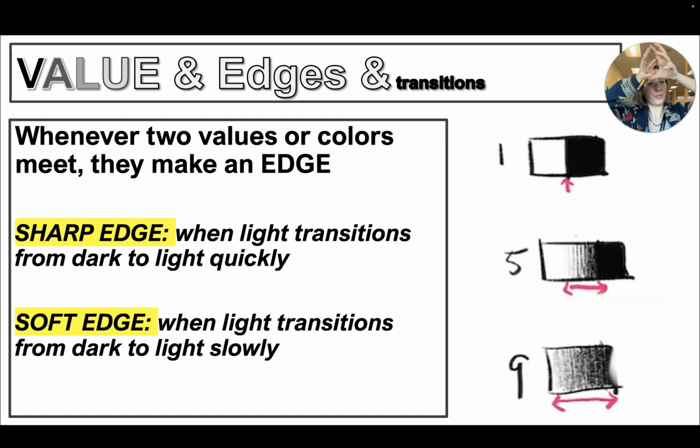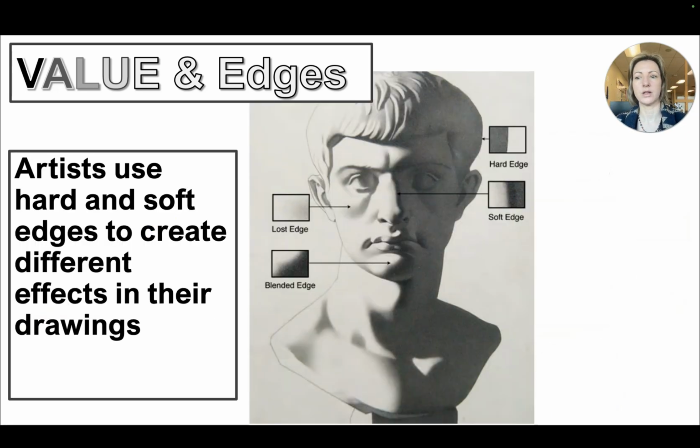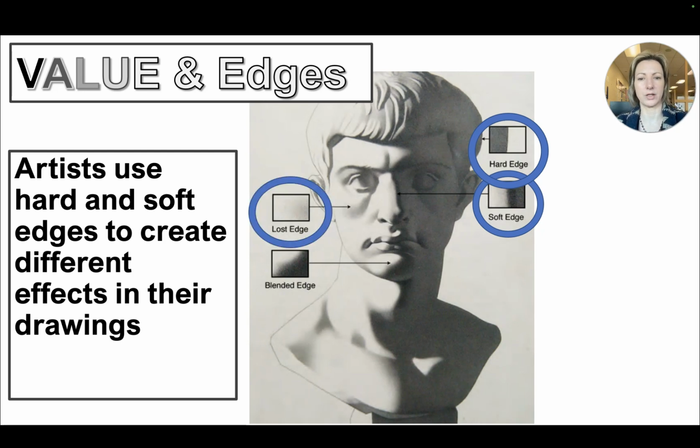And then number 9, it pulls it out even further. So then how smooth is that edge? Here's another example. Artists use hard and soft edges to create different effects in their drawings. Right there is a really definite hard edge, from the statue to the background. Right there is a softer edge on the nose. It's a little bit of a smaller transition, but it's still soft. It's not a hard edge. It's a softer edge. There is still a little bit of an edge there.